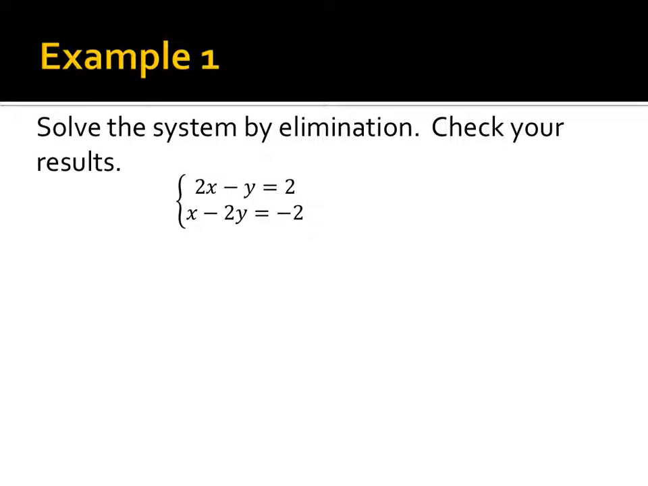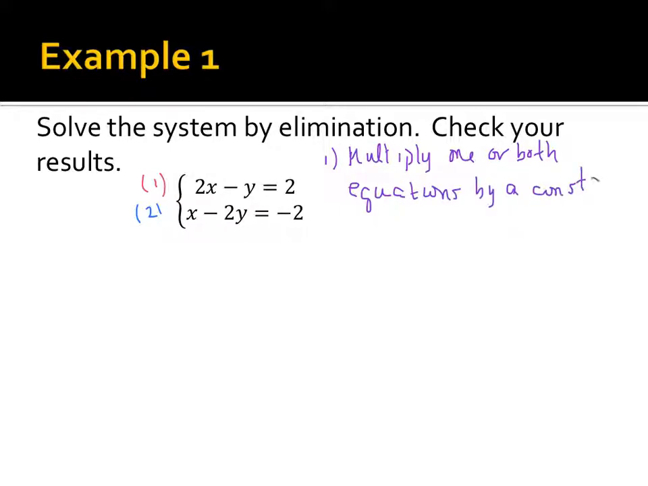Okay, so again, we label the equations 1 and 2. So this is 1, and this one's 2. And what I'm going to do is, let me see if I can explain this in a way that makes sense. We're going to multiply one of the equations. So multiply 1 or both equations by a constant that allows us to cancel or eliminate a variable.